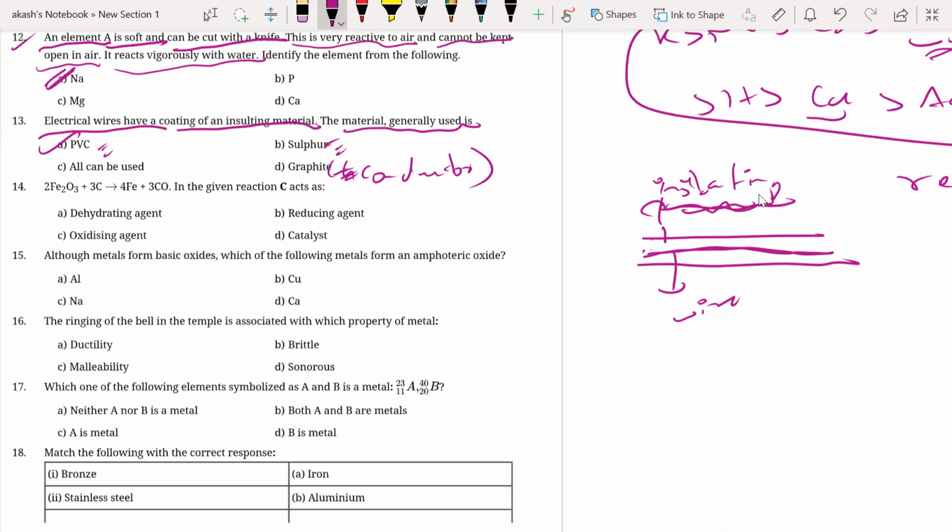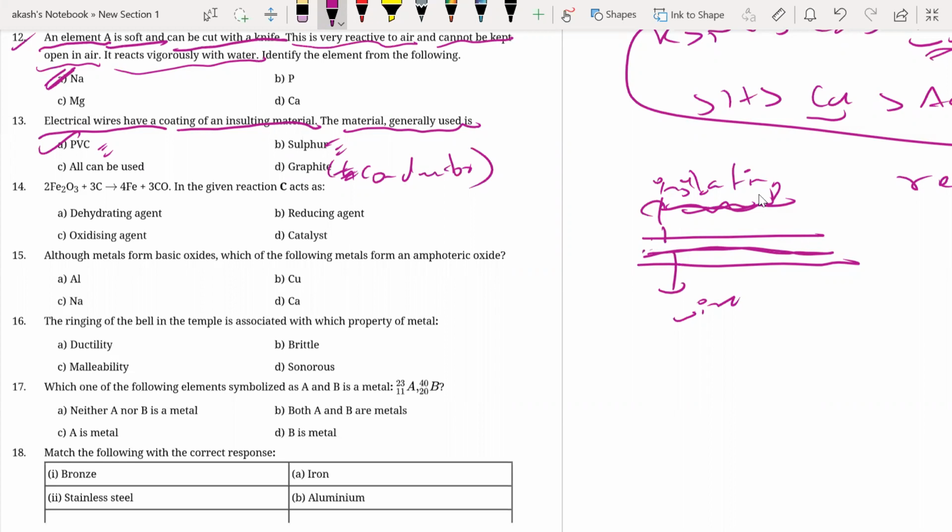I don't know how many times you have seen the ads. Now I'm not remembering any wires' names, say Finolex. Any wire ad you take, you will see that they mention this. It's the PVC wire. PVC wire means its insulating material is PVC.